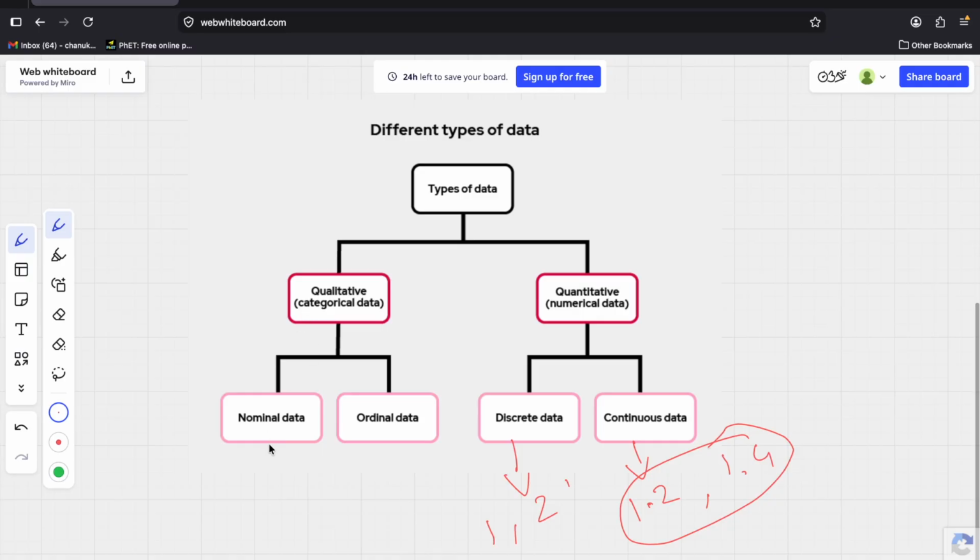Coming to qualitative data, we have nominal data and ordinal data. Ordinal is nothing but anything which can be ordered. Let's say I am giving ranks: first rank, second rank, third rank. All this can be ordered in ascending order or descending order. If you come to nominal data, if I say red, green, this data cannot be ordered on any of the conditions, guys. So data which can be ordered is ordinal data. Data which cannot be ordered is nothing but nominal data, guys.